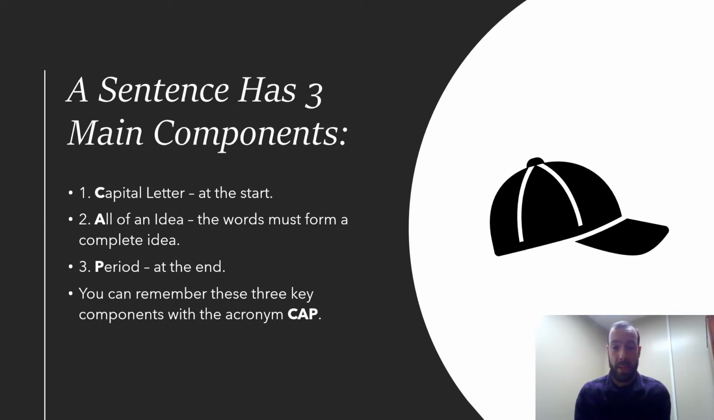So part one that we need in every single sentence is we need to have a capital letter at the start. That C in CAP stands for capital letter. Every sentence needs to begin with a capital letter. This keeps our writing organized. It shows us where one sentence begins. We know where we are.